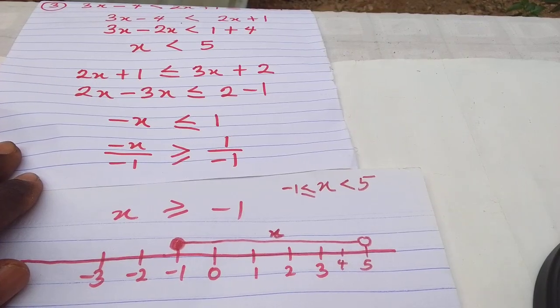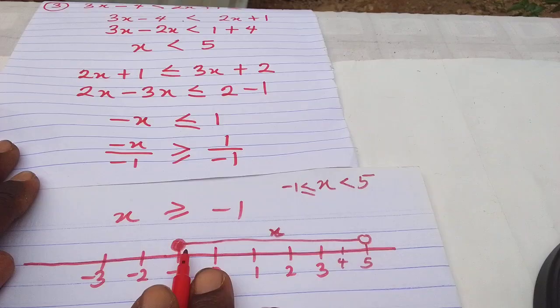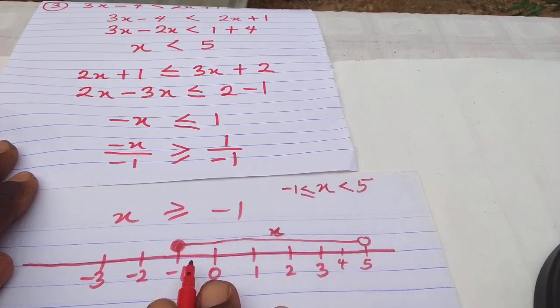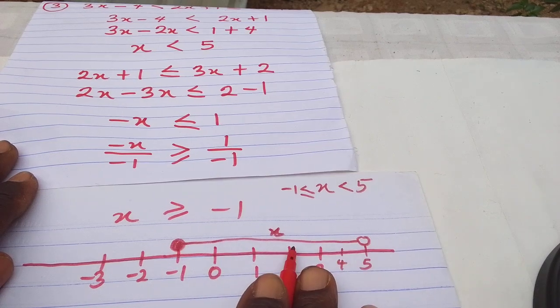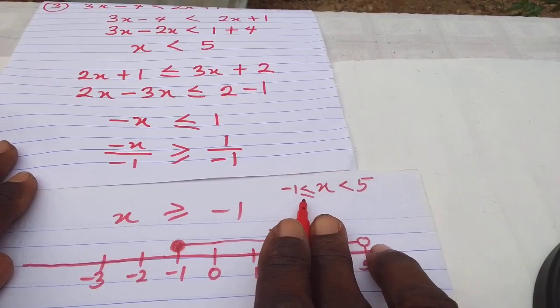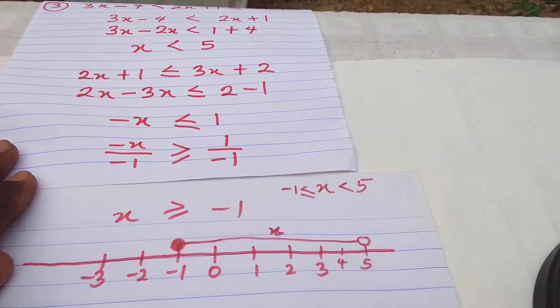So it means that the value of x is greater than or equal to minus 1 but less than 5. So minus 1 is less than or equal to x, but x is less than 5.